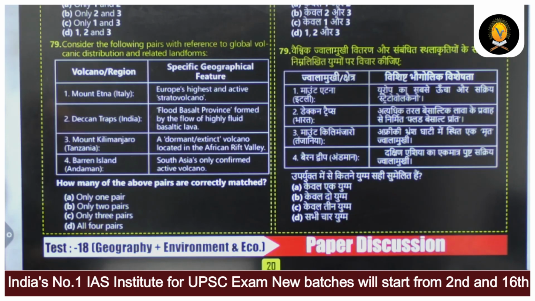Mount Etna, Europe's highest active stratovolcano. Deccan Trap, a flood basalt province formed by the flow of highly liquid basalt lava. Correct. Mount Kilimanjaro, a dormant extinct volcano located in the African Rift Valley. Correct. Barren Island, South Asia's only confirmed active volcano. Yes. So, all 4 are correct.